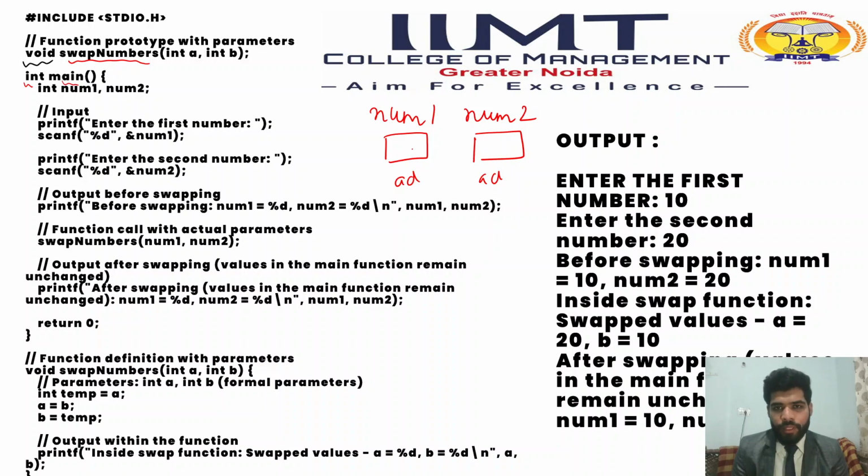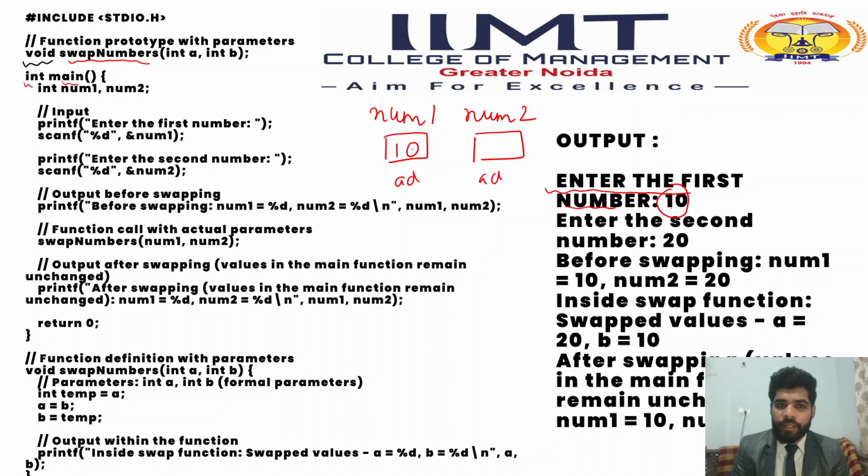Printf "Enter the first number". The output will be like this: enter the first number. Now the user has entered 10. So 10 is going to be stored at the address of number1, because we have written scanf("%d", &number1). That means store the value provided by the user at the location of number1. So 10 is stored here.